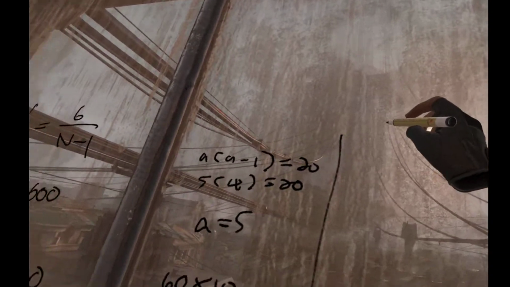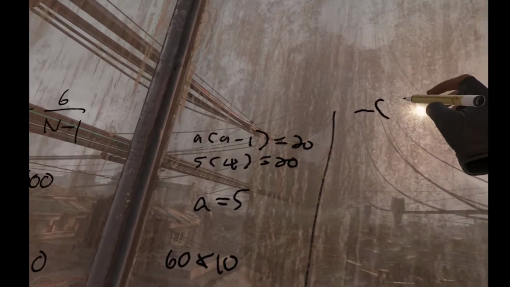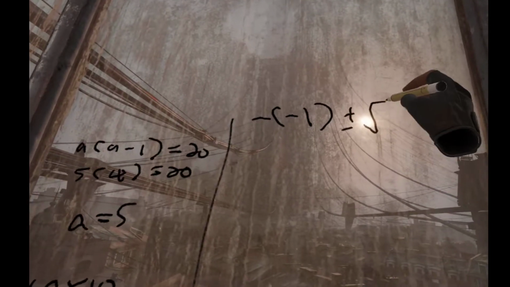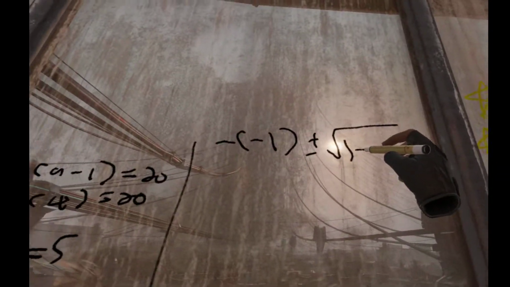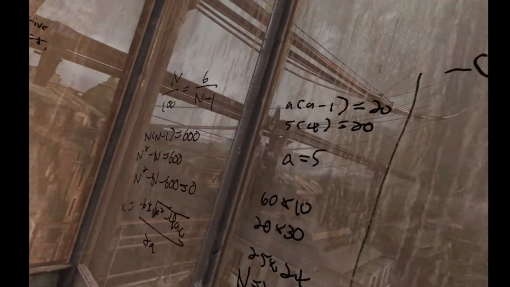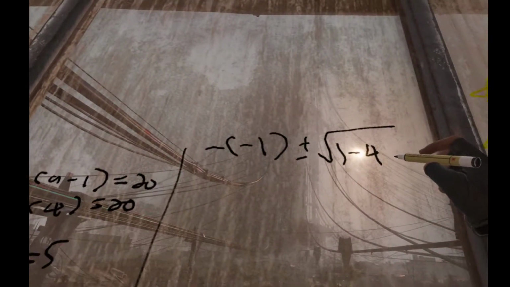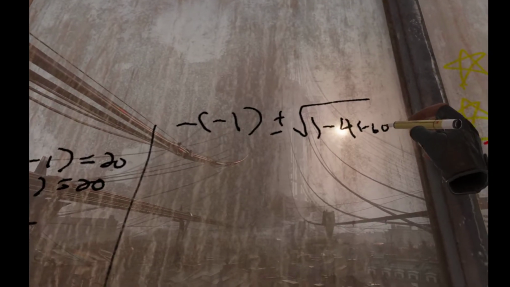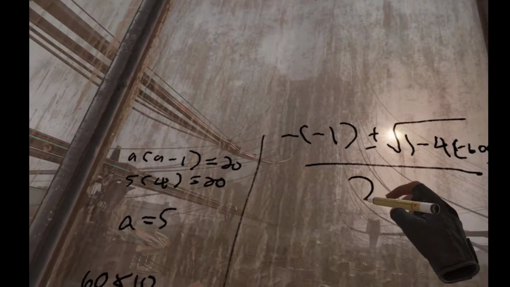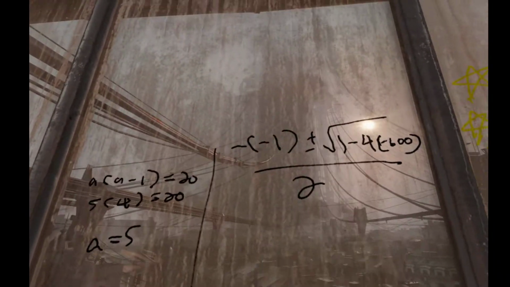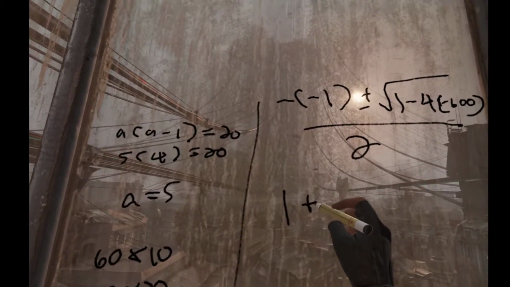You have negative negative 1, plus or minus the square root of negative 1 squared, so I'm just going to write 1, minus 4 times 1 times negative 600, over 2a, which is just 2. So simplify that.